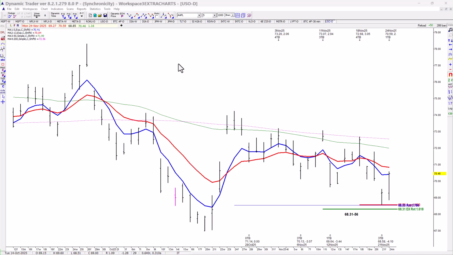In today's video, we're going to take a look at the USO, the ETF, and there was a setup in this one, but I'm not actually going to recreate this one. I'm going to give you the next levels.